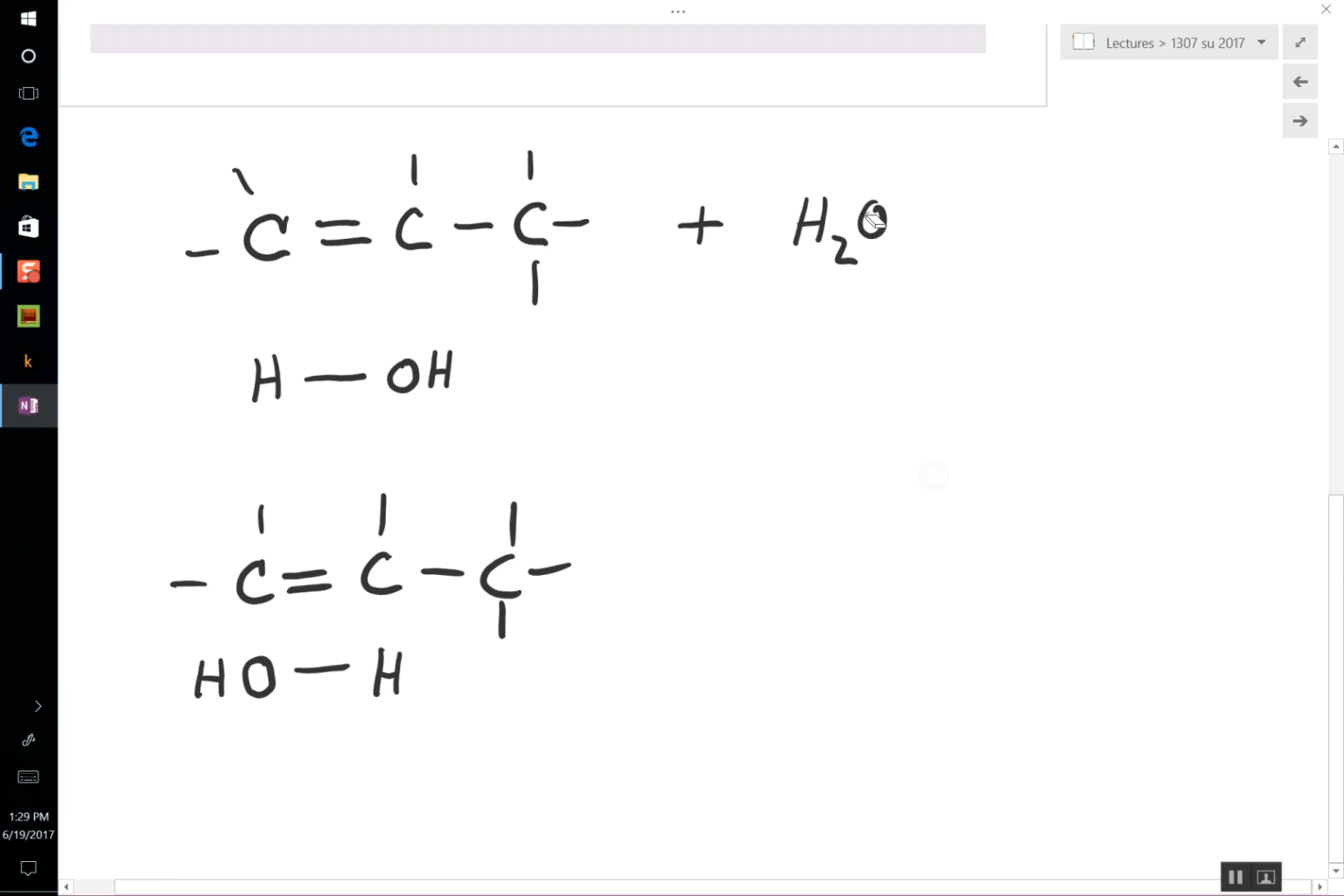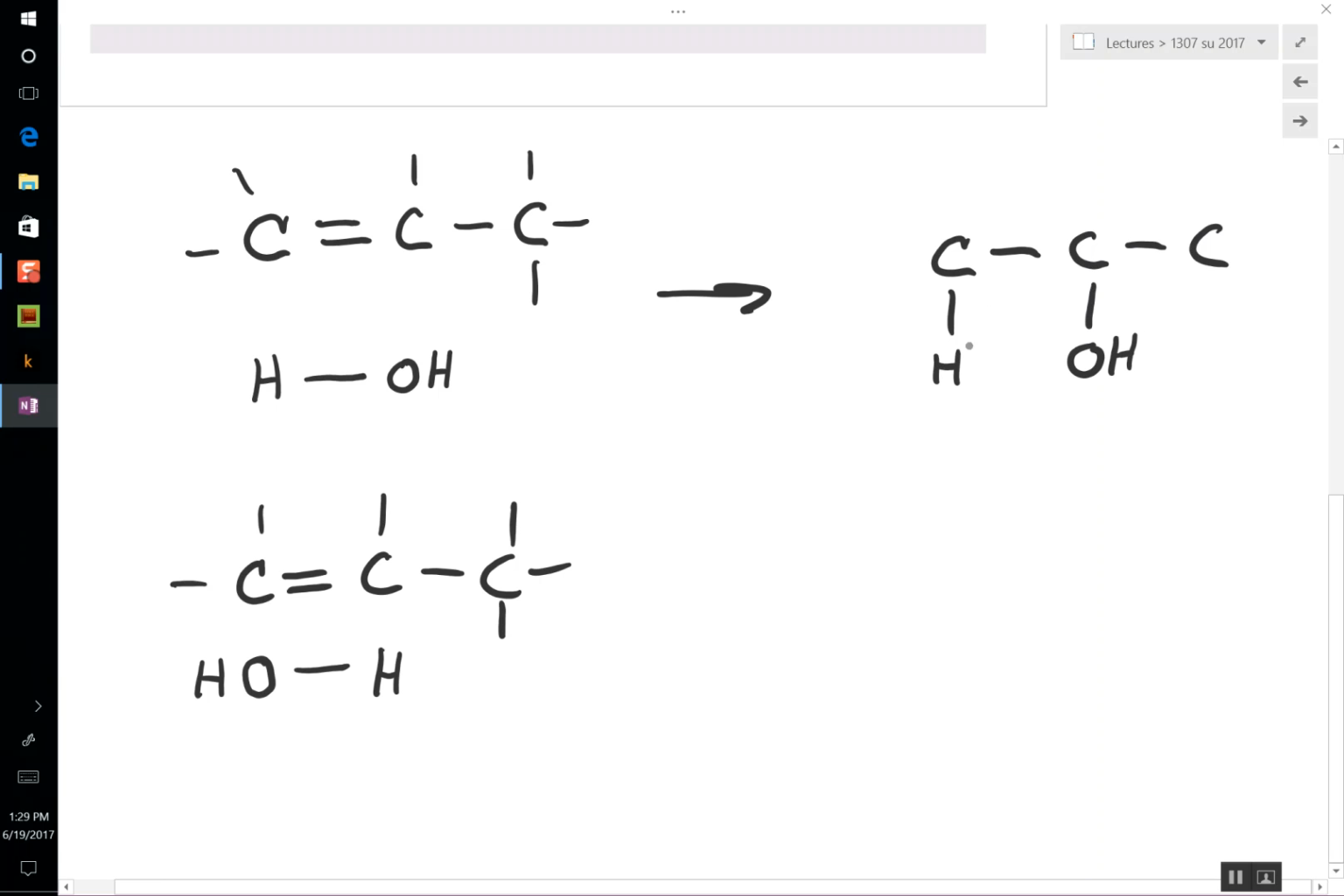Let me erase this here. Here's my water. What am I going to get in this case? This hydrogen is going to go on the end carbon. You see that? And this OH group is going to go on the middle carbon. So we would get something like this. We would get an OH right here. We would get a hydrogen right here. And the other hydrogens that were there to begin with, I'm just putting as lines. So you could see where that water came from, where that hydrogen and that OH came from. It came from the water that reacted with the double bond.